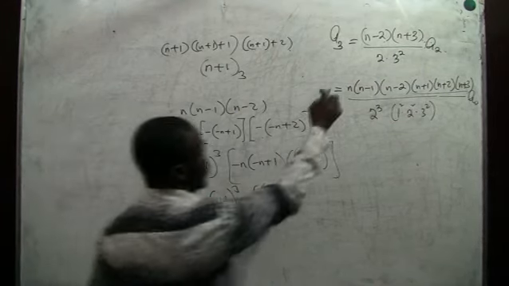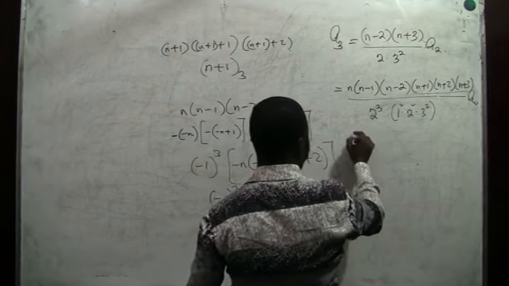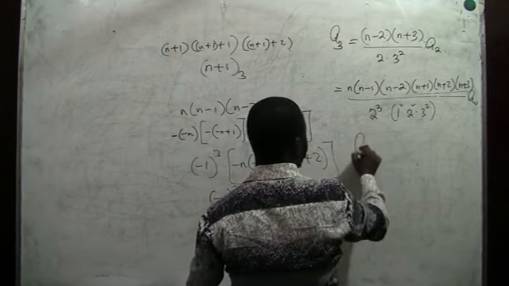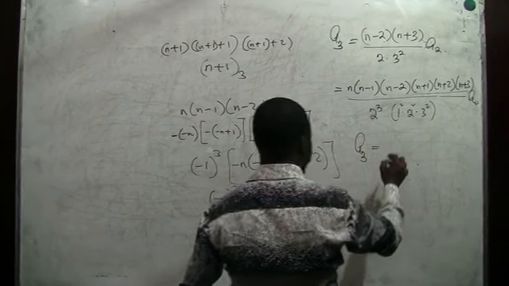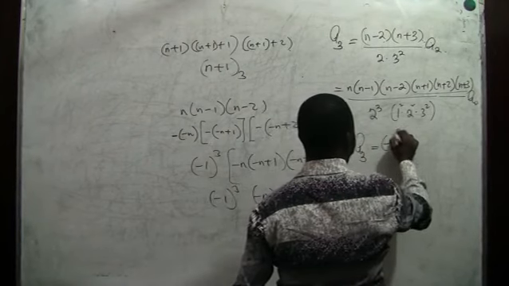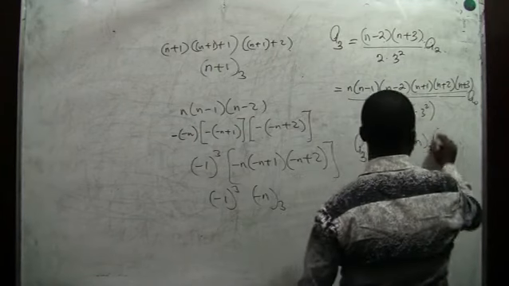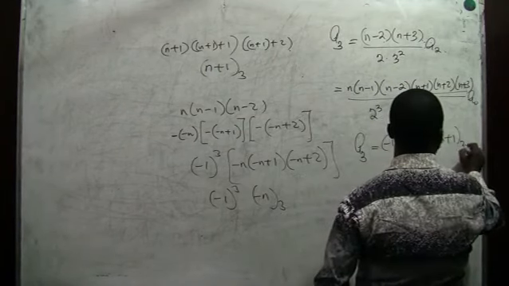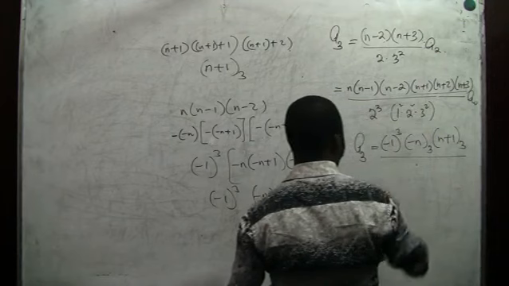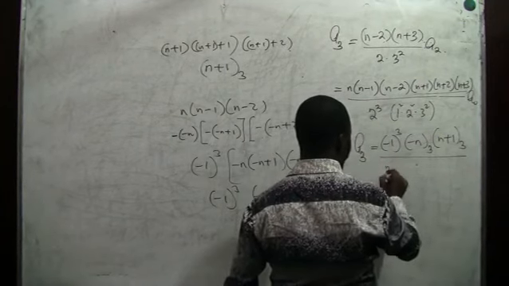That's what we have. So we can write this one now, based on this explanation, that A3 is minus 1 raised to power 3 minus N sub 3. Then we have N plus 1 sub 3 all divided by 2 raised to power 3.